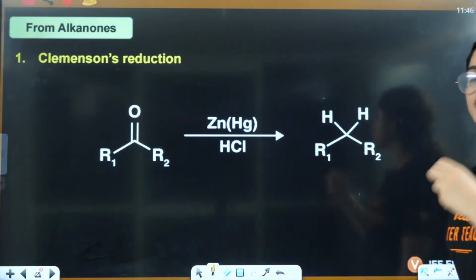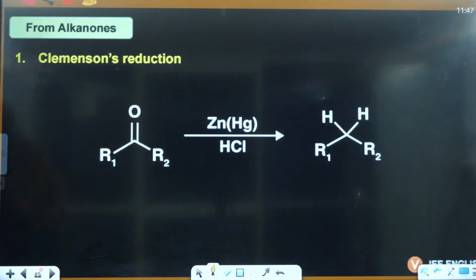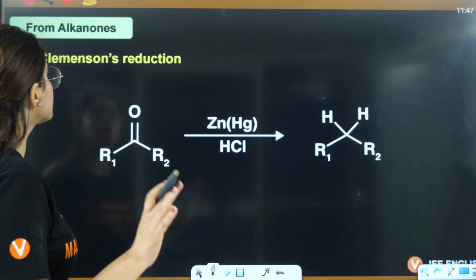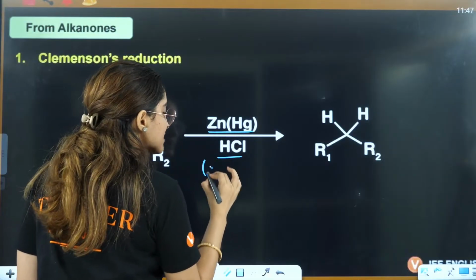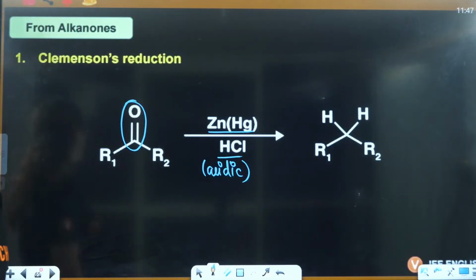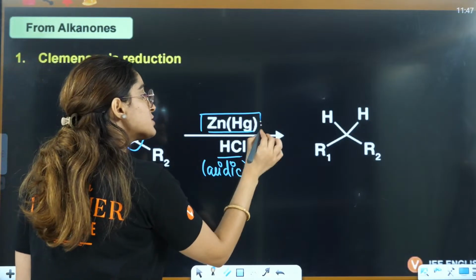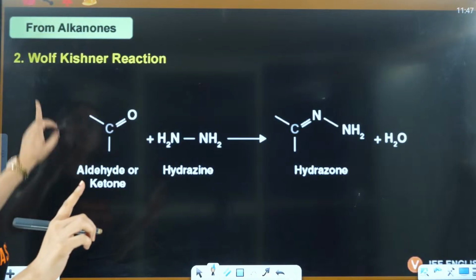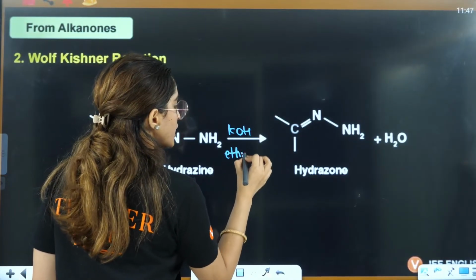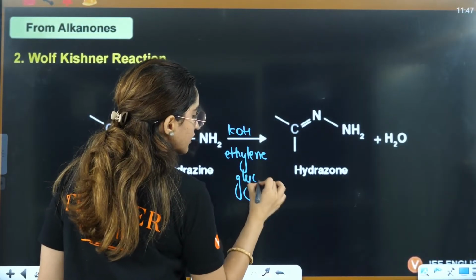Now guys, let's talk about some more reactions: Clemmensen reduction and Wolff-Kishner reduction. Let's talk about how alkanes are formed from ketones. These reactions will be repeated in the upcoming lectures as well. When you have ketones and zinc amalgam in acidic conditions, the double bond O is directly converted to two hydrogens, so an alkane is formed with the same number of carbons. Then there is the Wolff-Kishner reaction, where we use basic conditions, KOH and ethylene glycol.